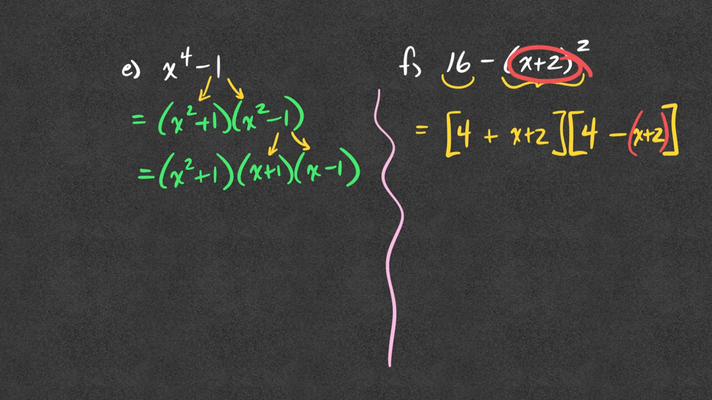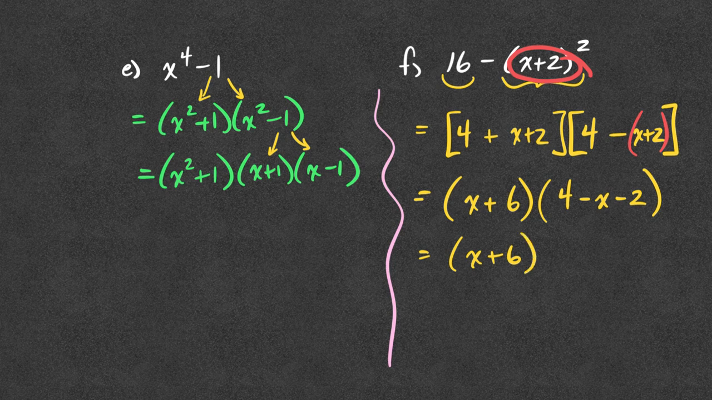Okay, now all I need to do is just clean up each of those factors, simplify them. So, in my first bracket, I would have a 4 plus an x plus a 2. Well, then that's an x plus 6. And in my next bracket, I would have a 4 minus an x minus a 2. So I would have a little collecting to do there.